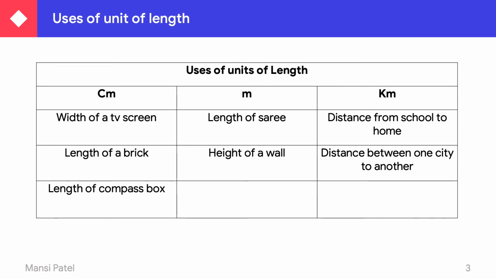If we want to measure the length of a compass box, we can use the centimeter unit. If we want to find out the length of clothes, we can use meter. And if we want to measure the distance from one park to another park, we can use the kilometer unit.